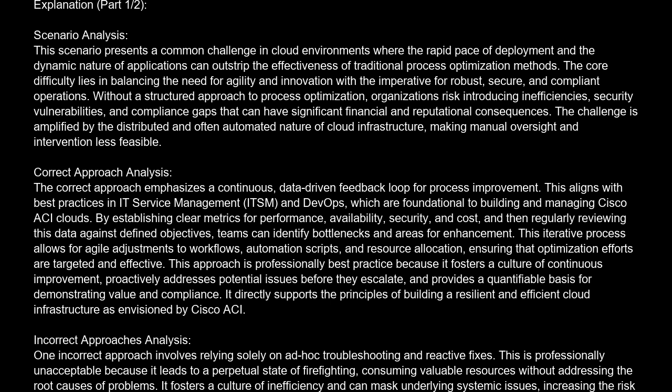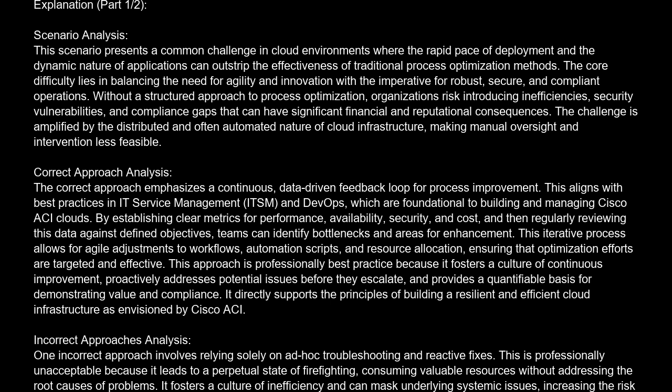Incorrect approaches analysis. One incorrect approach involves relying solely on ad hoc troubleshooting and reactive fixes. This is professionally unacceptable because it leads to a perpetual state of firefighting, consuming valuable resources without addressing the root causes of problems. It fosters a culture of inefficiency and can mask underlying systemic issues, increasing the risk of recurring incidents and potential security breaches. From a regulatory perspective, this reactive stance can lead to non-compliance if incidents are not properly documented, analyzed, and remediated according to established policies, which are often implicitly or explicitly required by industry standards and data protection regulations.